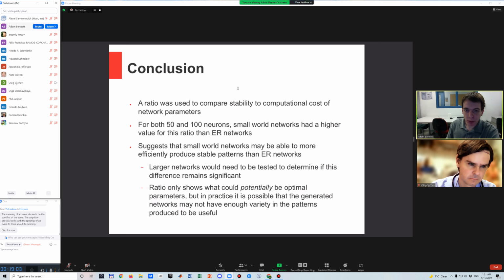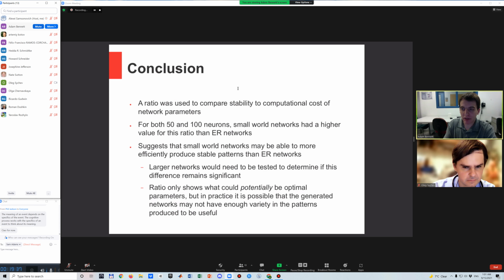We used a simple ratio to compare stability to a rough computational cost for the network parameters, and we found that for both 50 and 100 neuron networks, we have a higher value for this ratio for the small world networks than the Erdos-Renyi networks, which would suggest that the small world networks may be more efficient at generating stable patterns. And again, more work would need to be done to confirm this.